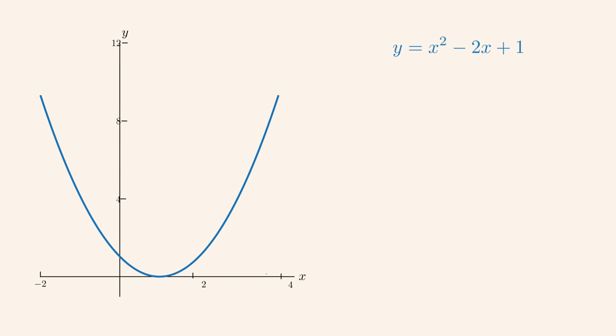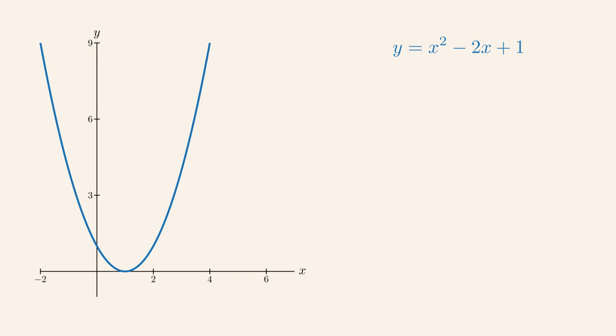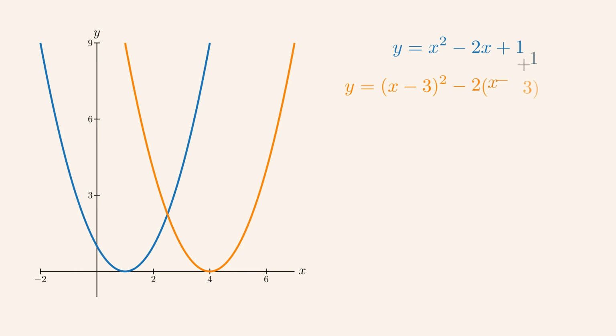Let's adjust the axes slightly. This time, we will translate the curve horizontally by 3 units to the right. In the original equation, every x in the blue equation is replaced by x minus 3, because the translation is 3 units to the right.